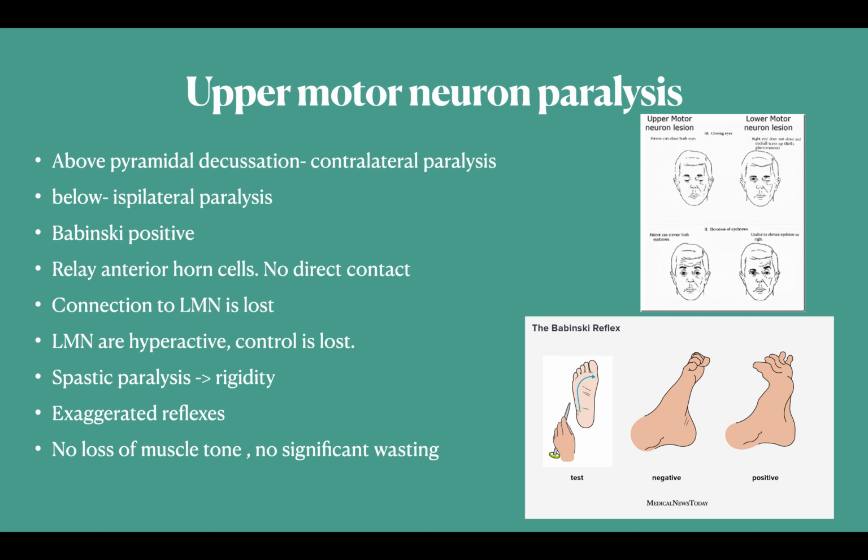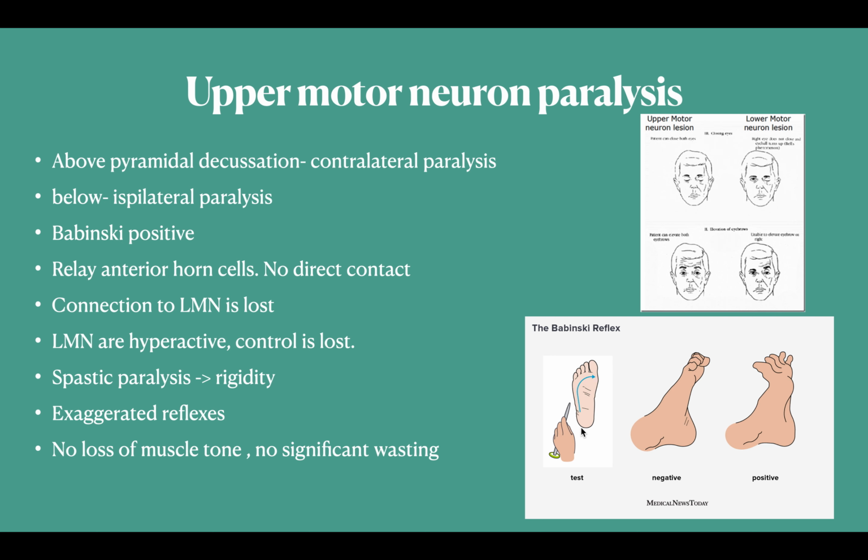Okay, so what happens in the upper motor neuron paralysis? Usually above the pyramidal decussation, there's going to be contralateral paralysis. So it's above the cross, right? So it hasn't gone through. Below is going to be ipsilateral paralysis. And the Babinski reflex is going to be positive.